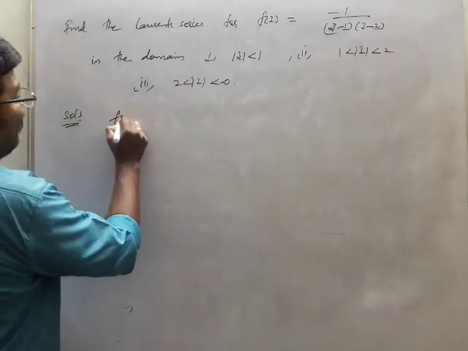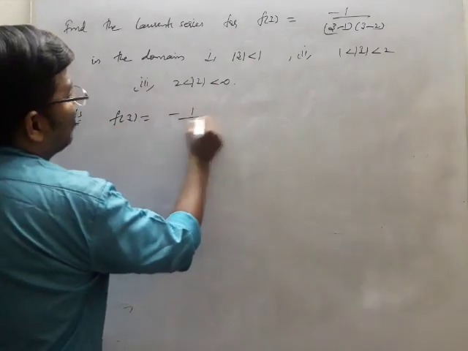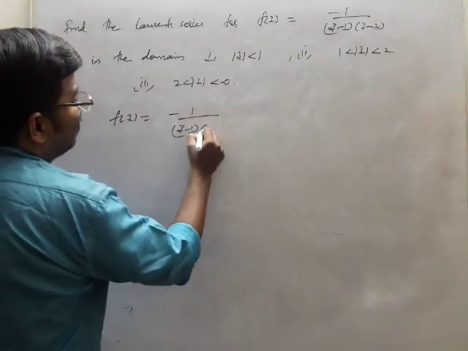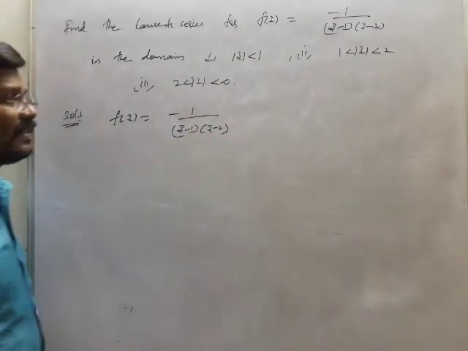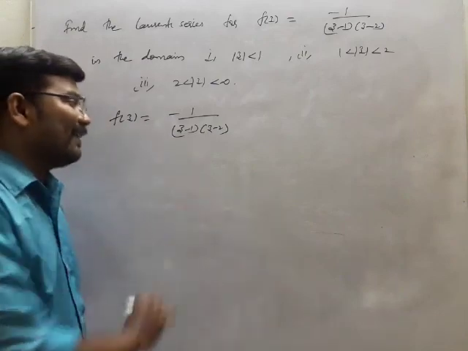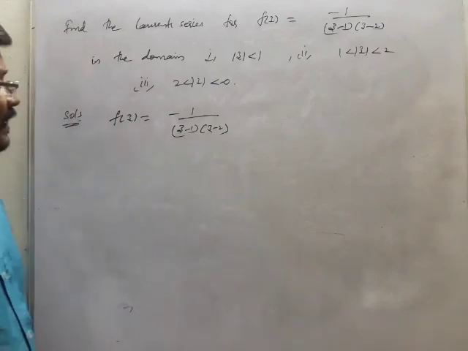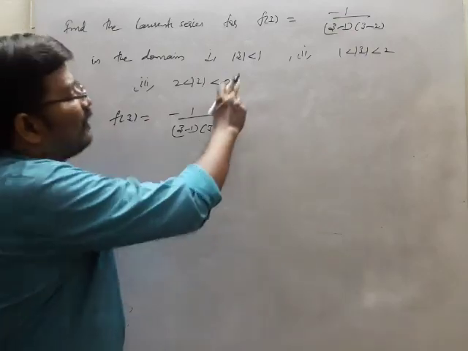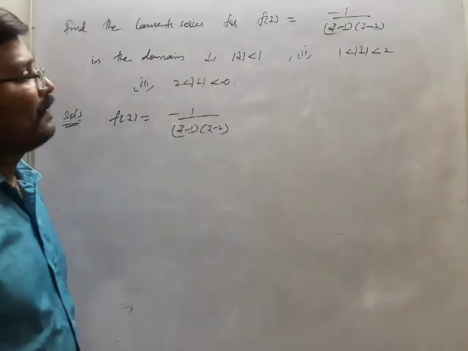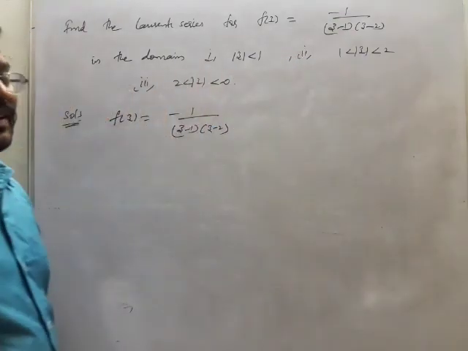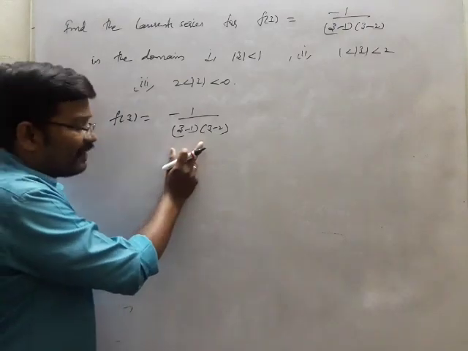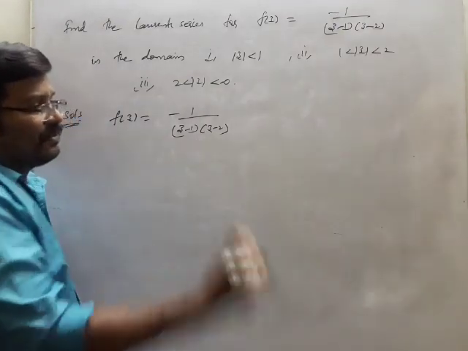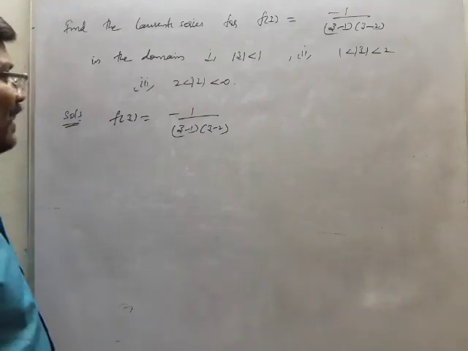We will see f(z) = -1/((z-1)(z-2)). Now this is the problem which is given. First we need to find the partial fractions for this. Later on we will try to find the series with the condition |z| < 1, and the second condition and the third condition. So the given problem should be written in the form of partial fractions.